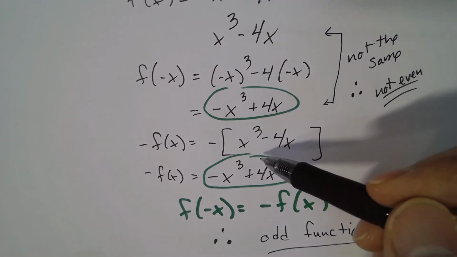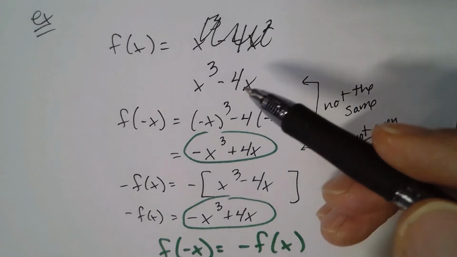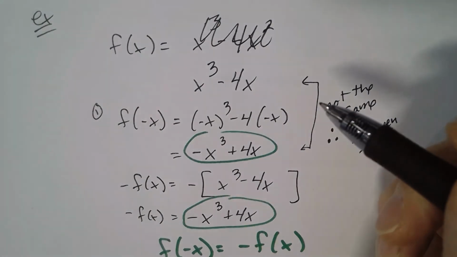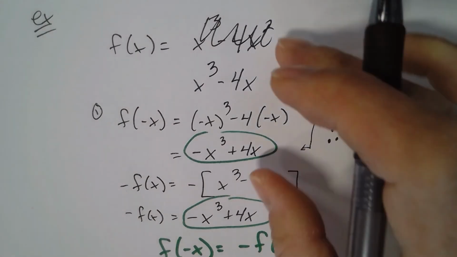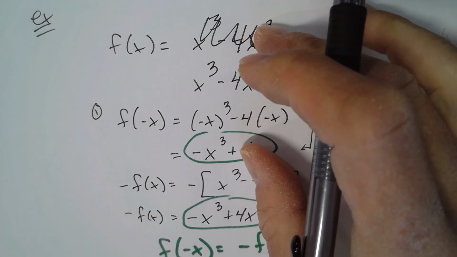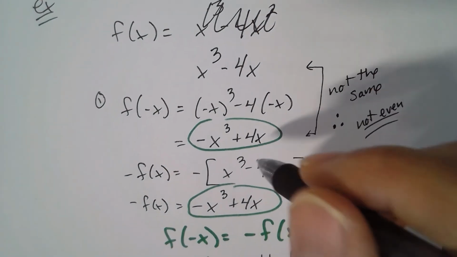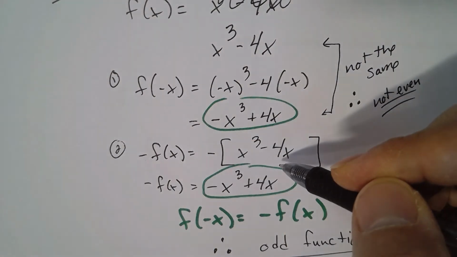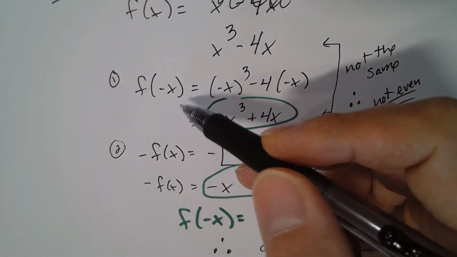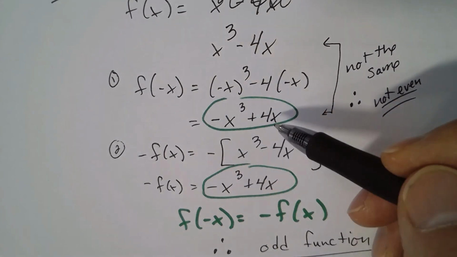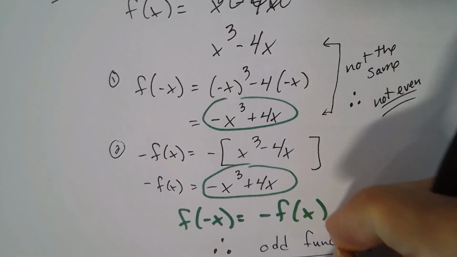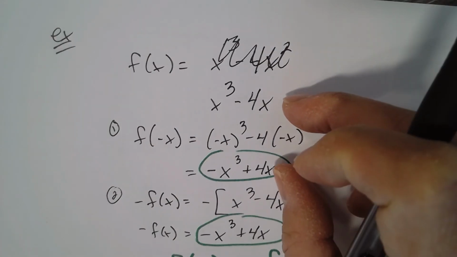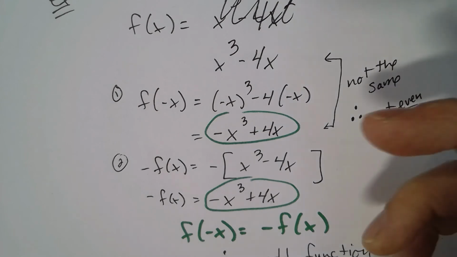So you check to see if it's even. The first thing you want to do is figure out what f of negative x is. And if they're the same, then it's even. If they're not the same, then figure out what negative f of x is. And if negative f of x is equal to f of negative x, which it is here, then it's odd. If these are not equal, then you would say it's neither.